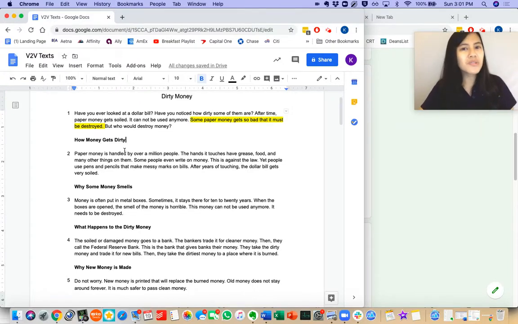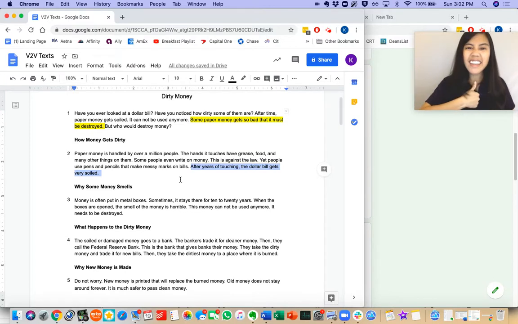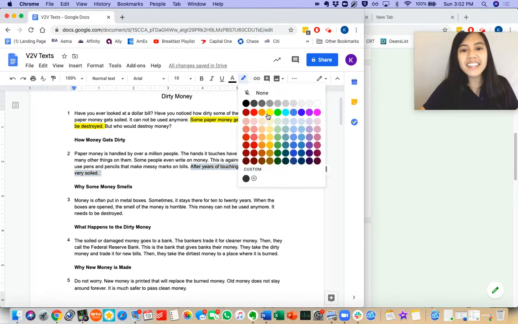Remember, we usually start with the first sentence. Paper money is handled by over 1 million people? That doesn't really tell me how money gets dirty. If it's not the first sentence, let's look at the last sentence. After years of touching, the dollar bill gets very soiled or very dirty. What do we think? Does that tell me how money gets dirty? Ooh, if you showed me a thumbs up, give me a pound it. Yes, I'm going to highlight this sentence.